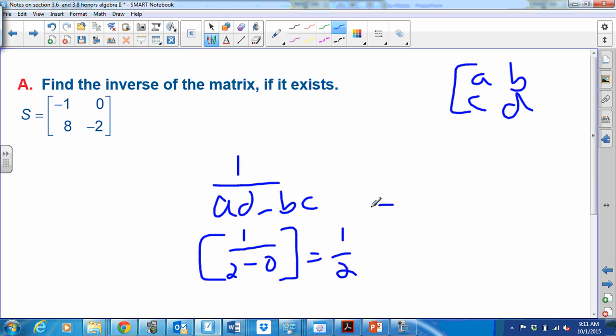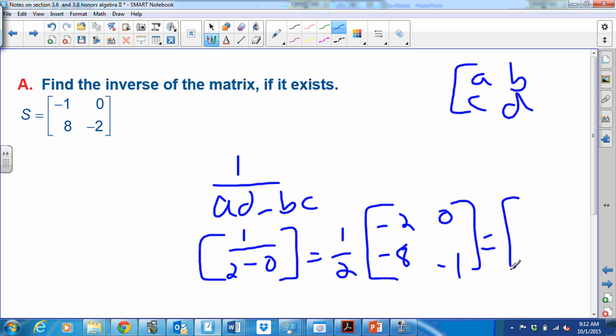And we're multiplying it times our matrix, and we're reversing A and D, so it becomes -2 and -1, and then the B and C just become opposites. Well, the opposite of 0 is 0, and then we're going to put -8. So the inverse of this matrix, if I multiply by 1/2, should be -1, 0, -4, and -1/2. So that's how you would do it by hand, but we're not going to do that.